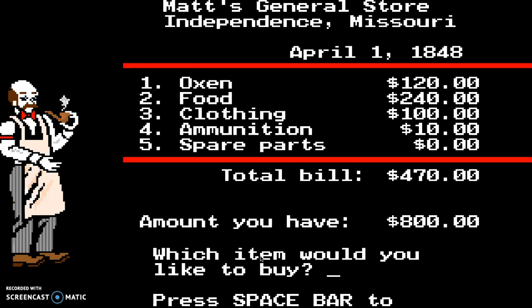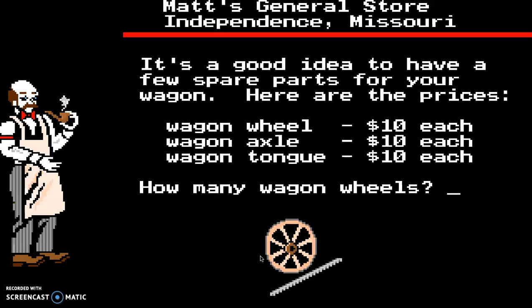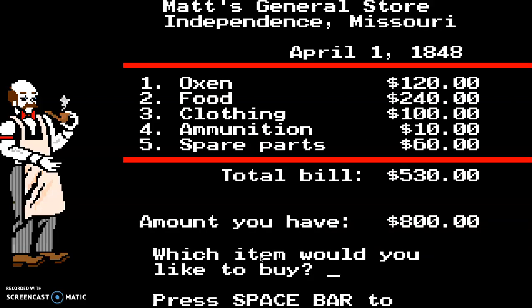Okay. And spare parts. That one's important. How many wagon wheels? I'm going to say 2. How many wagon axles? 2. Tongues? 2. These are important to keep us going. Okay, so I have several oxen, food, clothing, ammunition, spare parts. I can buy some more later.